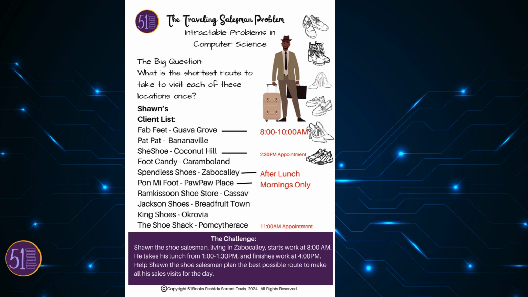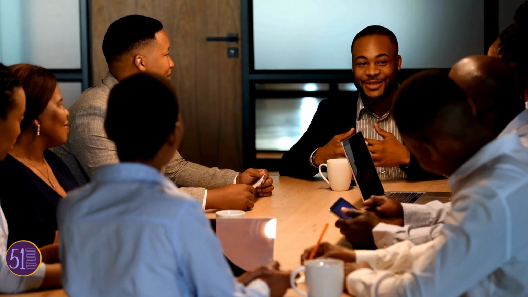That said, page 3 presents realistic logistical considerations. For example, the owner of the Fab Feet store in Guava Grove is only available from 8 a.m. to 10 a.m. to meet with Sean. At She Shoe in Coconut Hill, Sean has a 2:30 p.m. appointment. Spendless Shoes, which is near Sean's home, only takes appointments after lunch. These kinds of logistical details further complicate the traveling salesman problem.